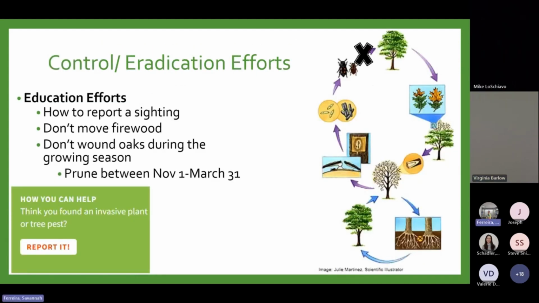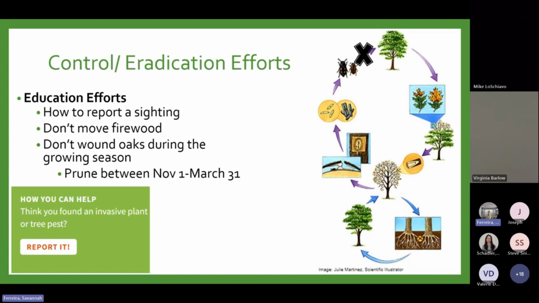So what can be done to control and or eradicate this pathogen? Well, educating the public and landowners is an efficient way to reduce its spread because education not only serves as a preventative measure for not moving this pathogen into the state, but it also helps us have early detections and rapid response. So if we find a single tree, we can respond quickly and we can help prevent its spread throughout the site or even throughout the state.